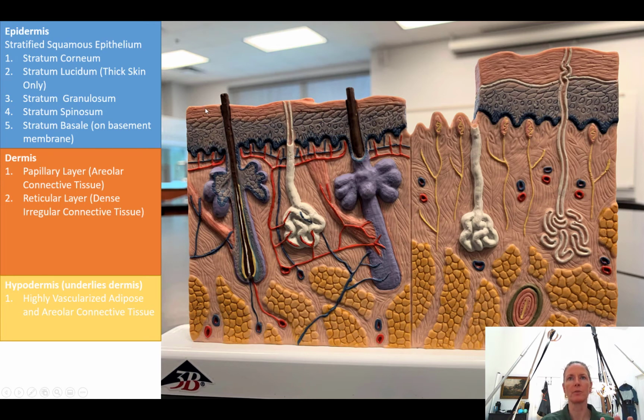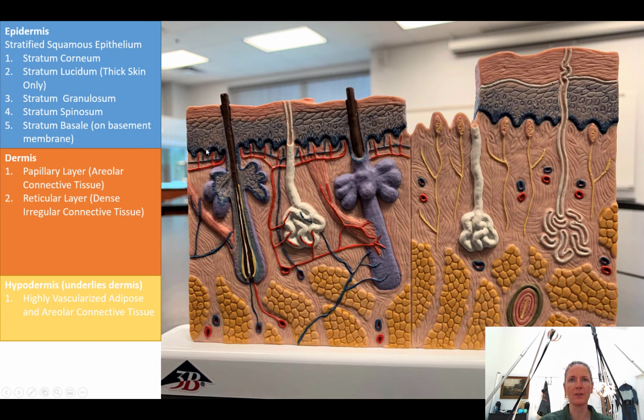So if we go from superficial to deep, we encounter the stratum corneum first, that hard horn layer that's full of cross-linked keratin. Below that, in thick skin only, we have the single layer of cells called the stratum lucidum, which means the clear layer. Below that, we have the stratum granulosum, which are, in this model, these elliptical cells. And then below that, we have the stratum spinosum, which contains the spiny cells. This is where keratin production really begins, in the spiny layer, and really kicks into high gear in the granular layer, or the stratum granulosum.